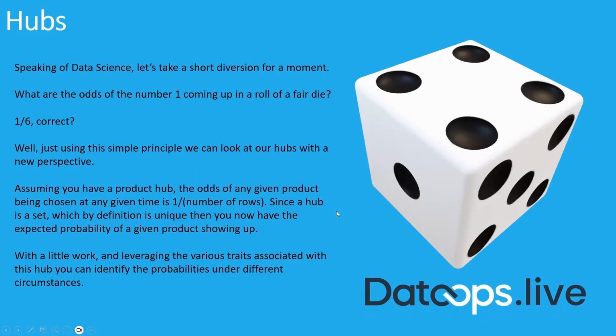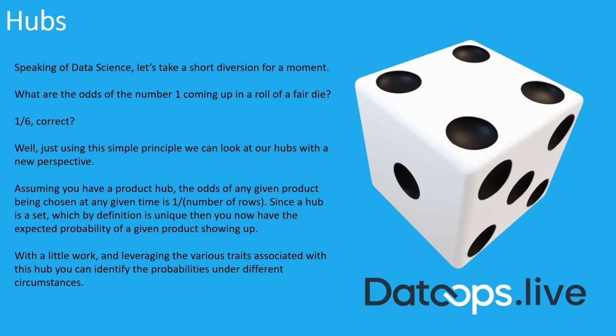Speaking of data science, hopefully everybody has heard of this, but what are the odds of the number one coming up in a roll of a fair die? It's 1/6. What this translates to is what's called the expected results, which are going to be the values on the dice itself, and you know that only one of them is going to happen.